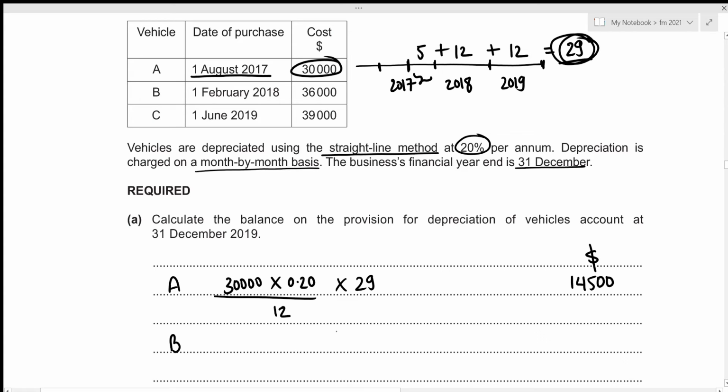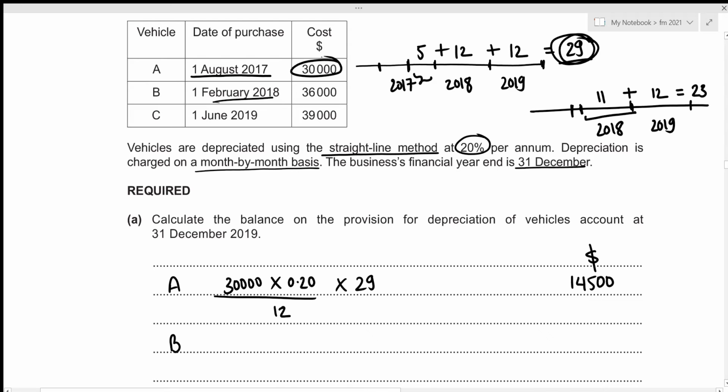Now we repeat the same process for vehicle B. Let's create a timeline. And its date of purchase is 1st February 2018. So if this is the year 2018, the vehicle was purchased right here. And we purchased it in February, which means that the total number of months in 2018 where we used vehicle B would be 11 months. And then for 2019, we used it for the entire year, which is 12 months. So the total number of months in which the vehicle B was in use would be 11 plus 12, which is 23.